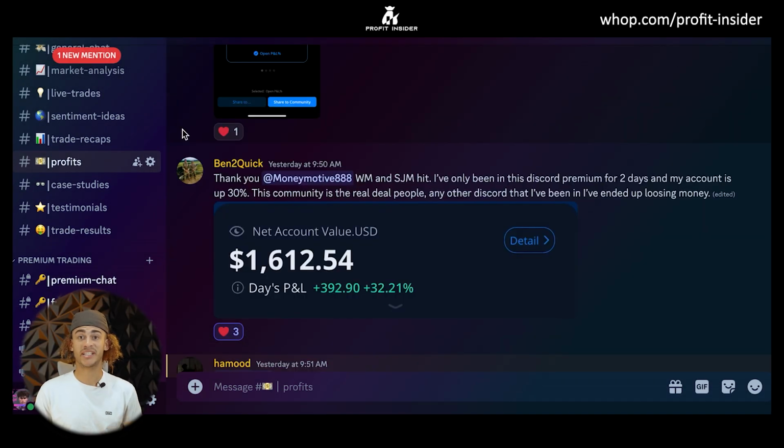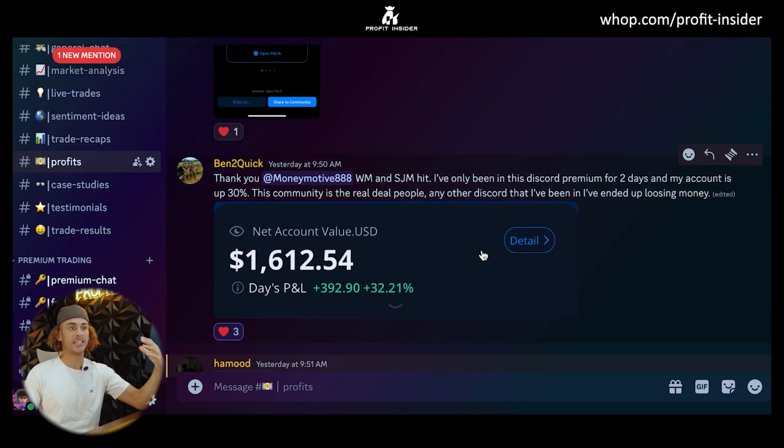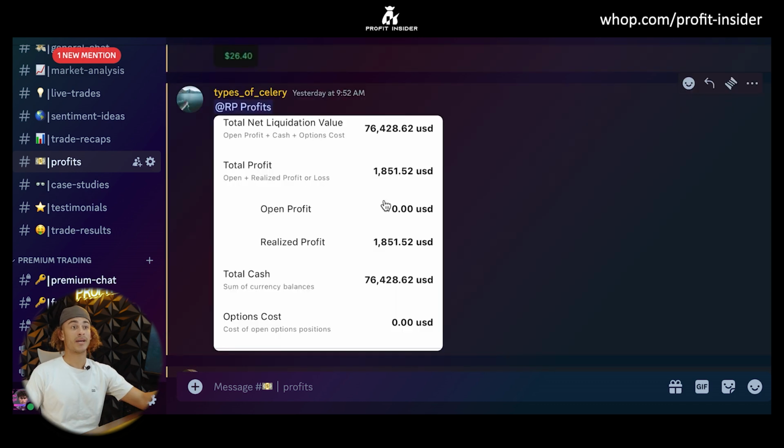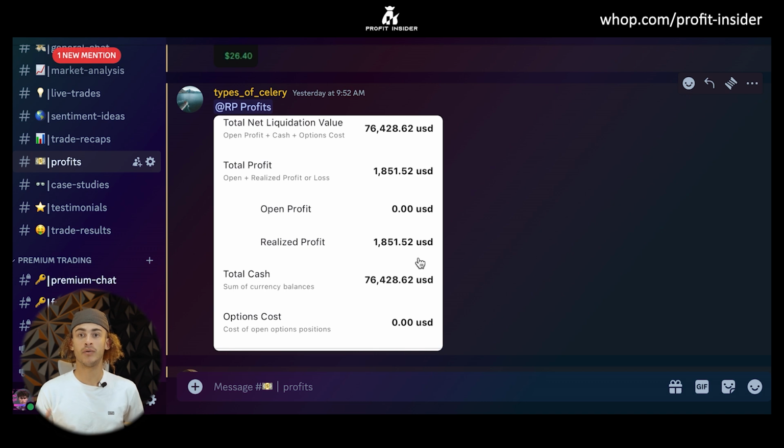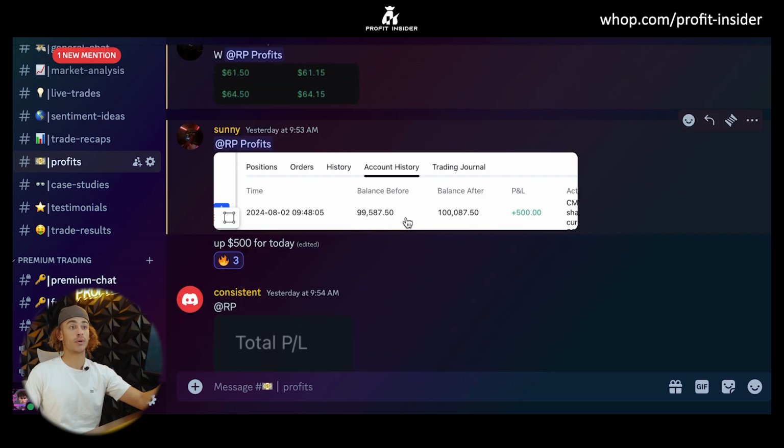This is my man Ben. His account is up 30%. He says that he's absolutely loving the option signals. He said that all the other Discords he was in, he lost money, but in this Discord, he made money. My man Types of Celery with $1,800 in profit. This was from a trade that I sent out in my futures game plan. Sam with a quick $240 in profit. Sunny made $500. This was her biggest day ever.